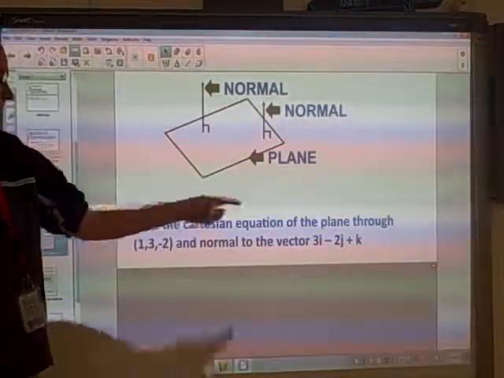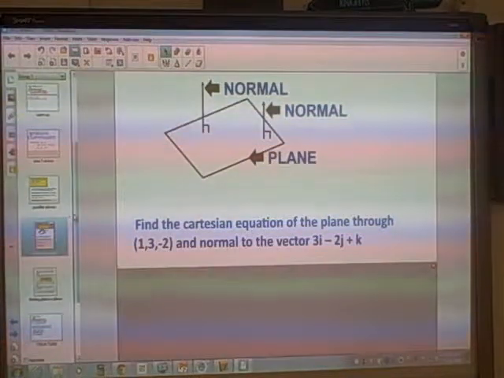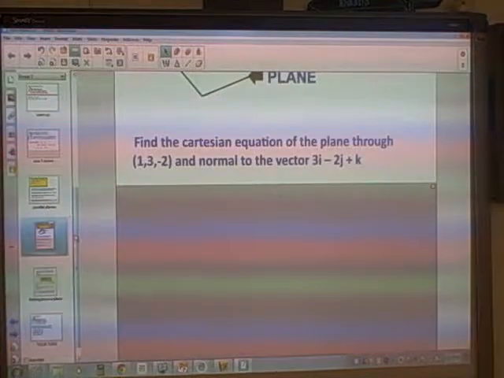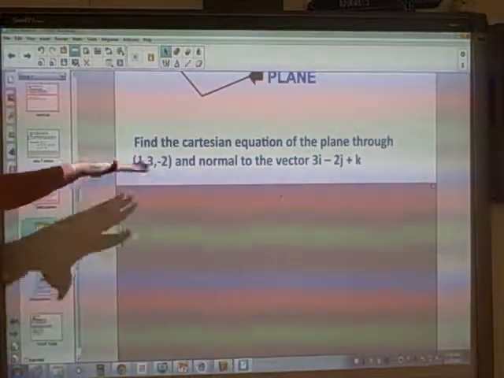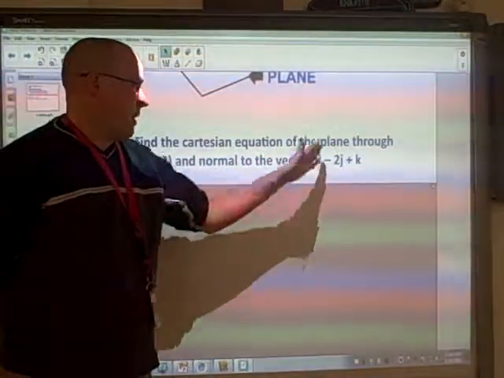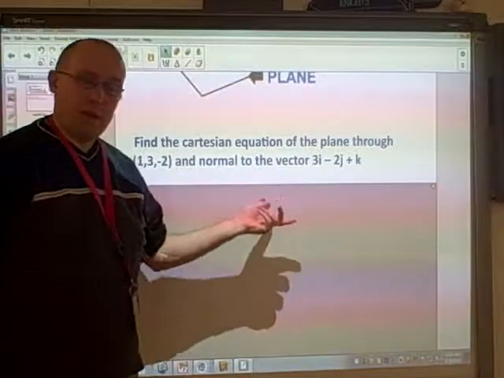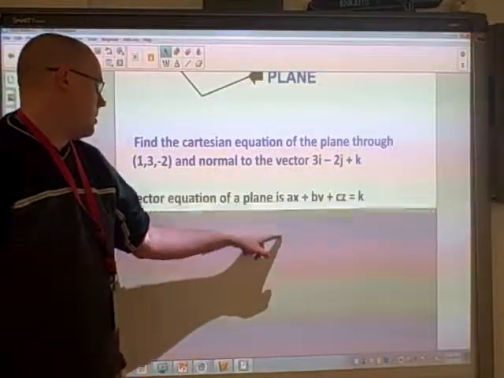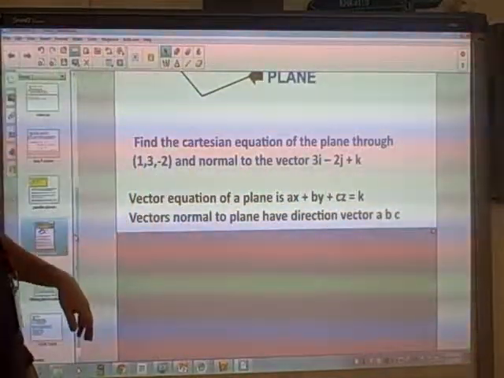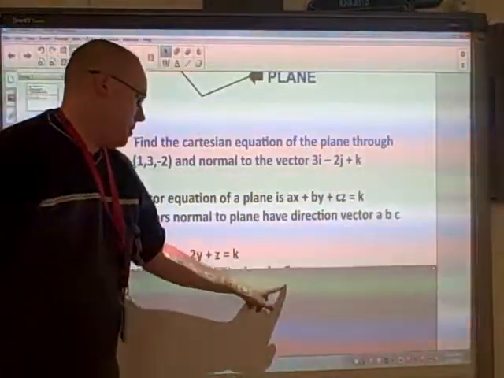So find the equation of a plane through this point and normal to the vector 3, negative 2, and 1. So we have a point that lies on the plane, which we're going to use in a little bit, and we also have a direction for the normal. So the direction uses 3, negative 2, and 1, and we use those for A, B, and C. So there's our general equation for a vector equation of a plane. And we know it must be the same 3 numbers as we had up here.